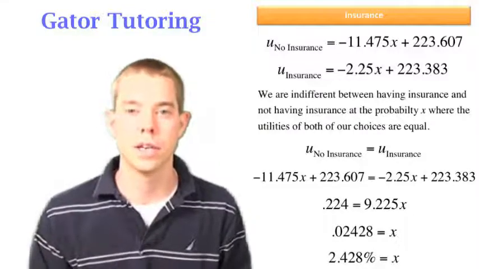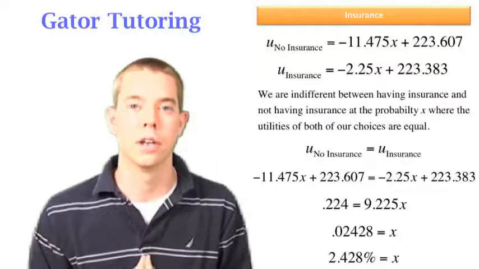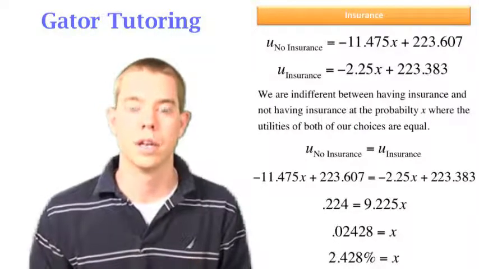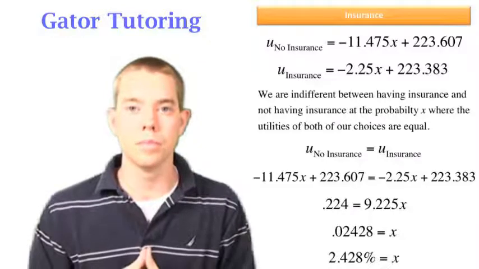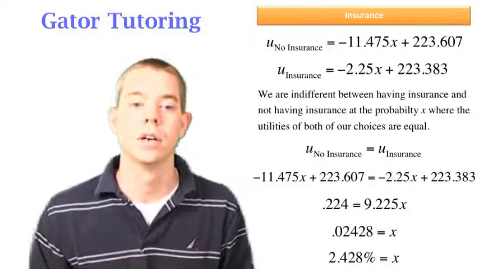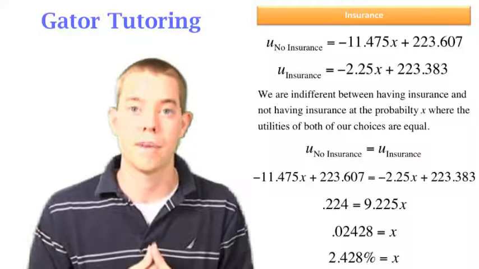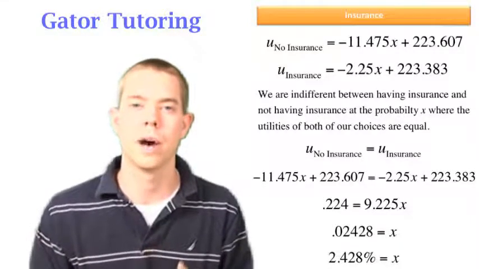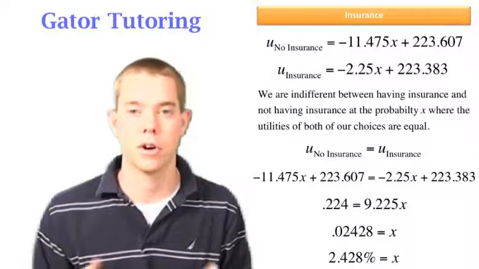So the indifference point is significant. It doesn't just tell us the probability where we're indifferent. It also gives us some information about what we would do with a different question asked. Suppose the students believe there's a 5% chance that they will wreck. Will they buy insurance or not? He could very well ask that.